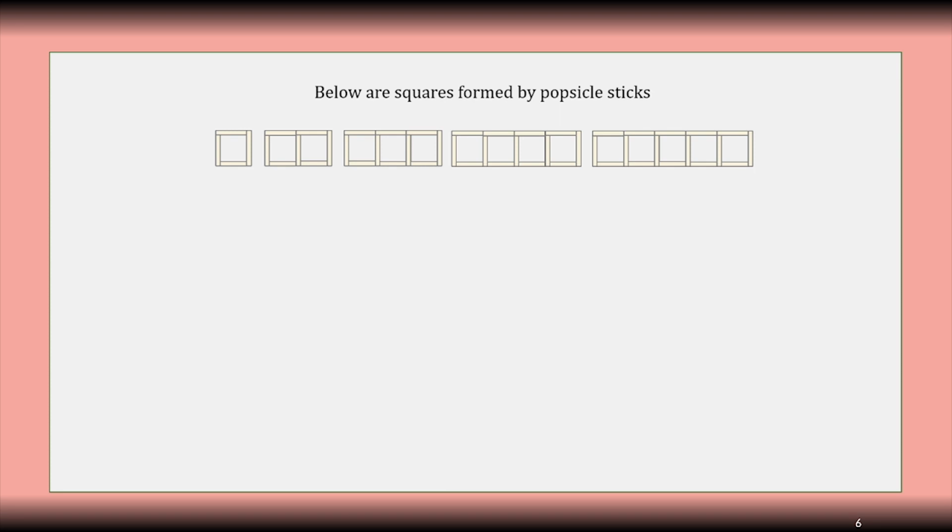So as you can see below are squares formed by popsicle sticks. So we will just count the number of popsicle sticks in a square. In this case, if we have one square, the number of popsicle sticks we need is 4. If we have 2 squares, we need 7 popsicle sticks, and so on and so forth. If we observe the number of popsicle sticks, you will notice that it just increases by 3. So that is why we call it a linear sequence.